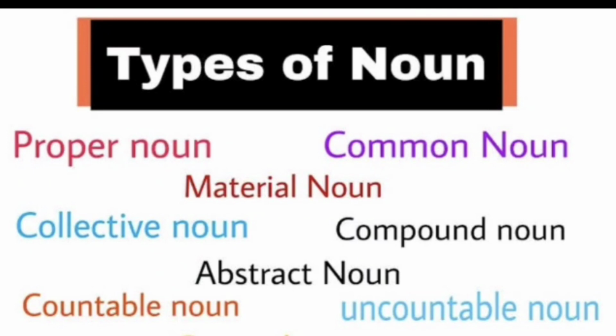Students, now the topic of today's kinds of noun has been completed, and now I am going to give you some sentences, and you have to find out different kinds of nouns from these sentences. But before solving the sentences, we are just revising all kinds of nouns which we have read today: proper noun, common noun, material noun, collective noun, compound noun, abstract noun, countable noun, and uncountable noun.